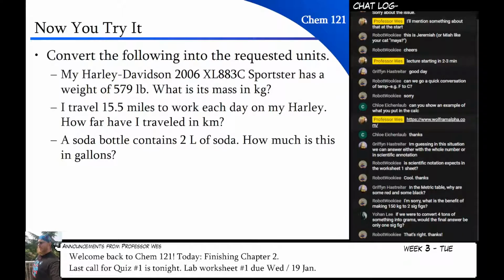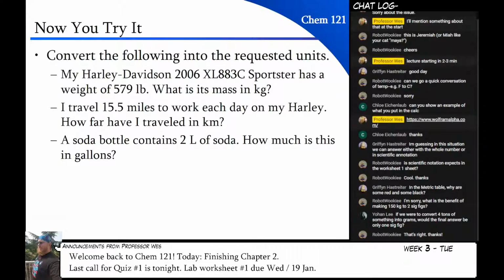So I used to own a Harley-Davidson 2006 Sportster. In September, I gave it to charity because I moved to this apartment and there's no garage here. And I didn't want it to just sit out in the rain. So I donated it. But when I had a Harley, it weighed 579 pounds. What would that mass be in kilograms? Use dimensional analysis like I showed you to convert that.